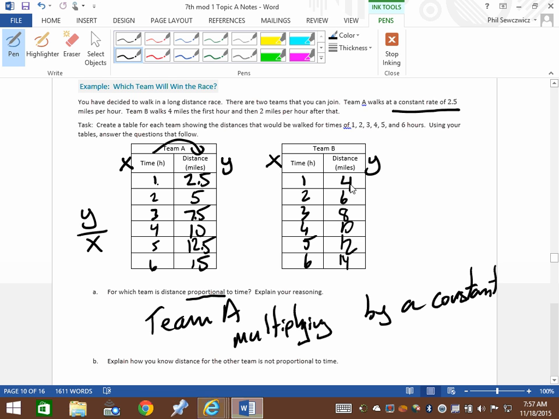The second one's always going to be y. 4 divided by 1, 4. 6 divided by 2, that's not 4. All right, it's 3. 8 divided by 3, it doesn't matter. Shut it down. It's not proportional.